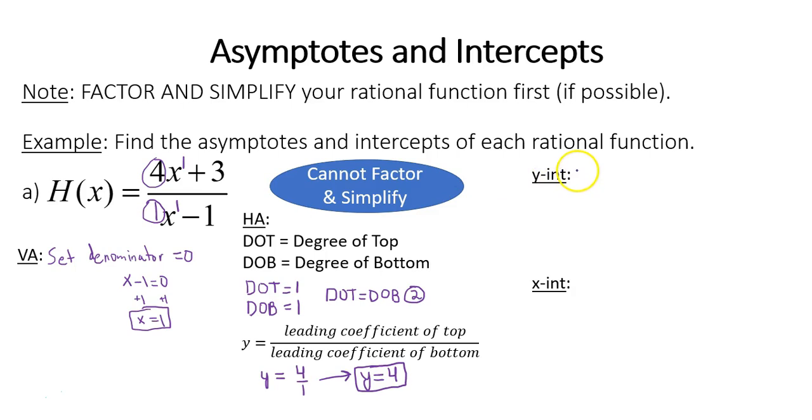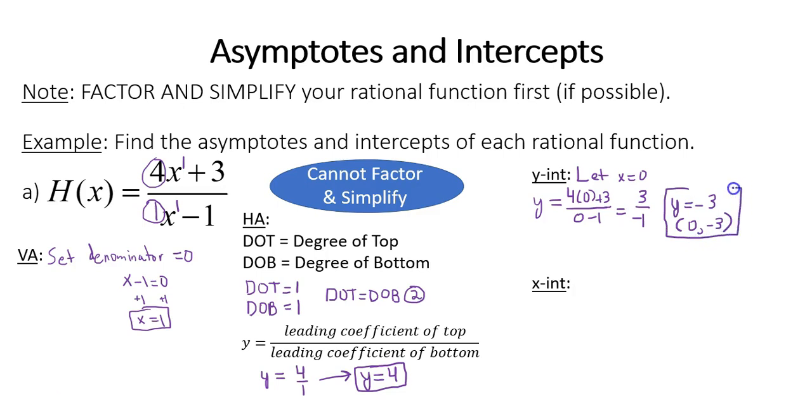Now the y-intercept, remember, you will let x equal 0. So that means your y-intercept will be y, or h of x, or h of 0 equals (4 times 0 plus 3) over (0 minus 1). So that's 3 over negative 1, or y equals negative 3, which has an ordered pair of (0, −3). So we cross the y-axis at negative 3.